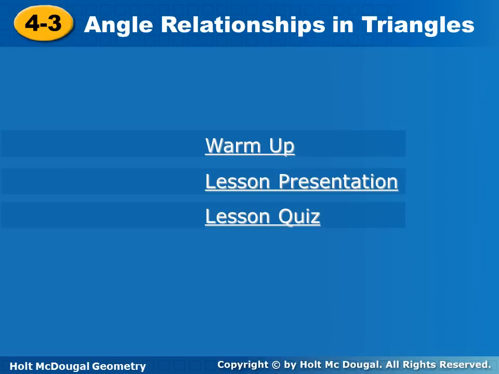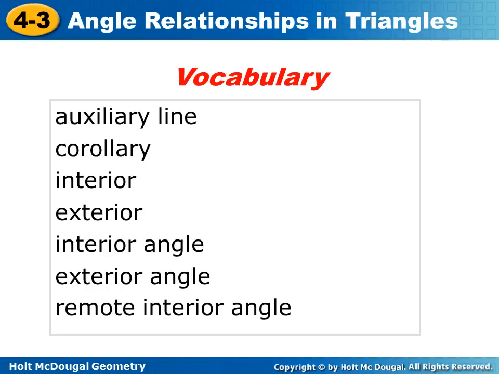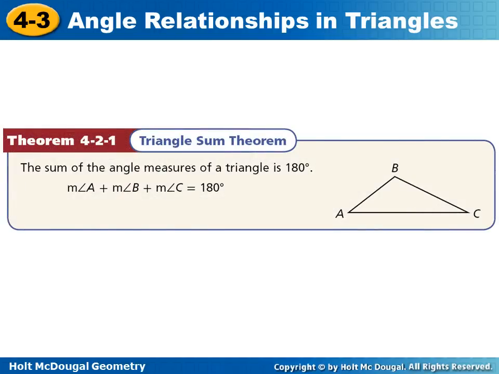Today we're going to talk about angle relationships in triangles. The vocabulary for today is auxiliary line, corollary, interior, exterior, interior angle, exterior angle, and remote interior angle. The triangle sum theorem says that the sum of the angle measures of a triangle is 180 degrees.